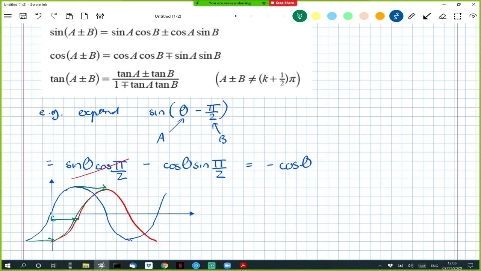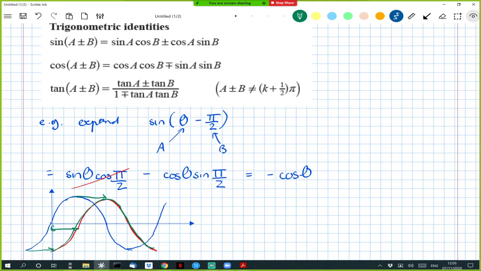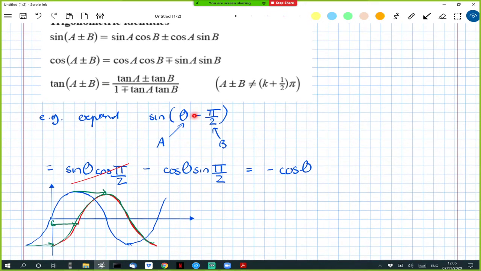It's the same graph. So we've just proved using a different method, using compound angle formulae, that sine of theta minus pi over 2 is equal to minus cos theta. So we proved it one way using compound angle formulae, the other way using the graph.